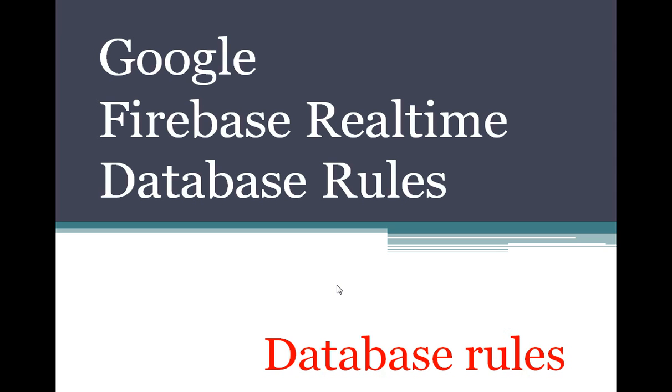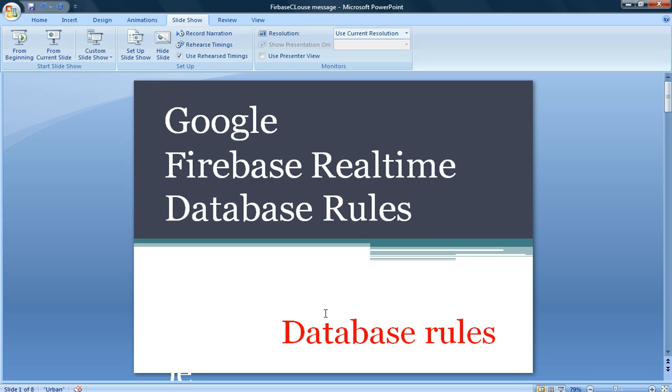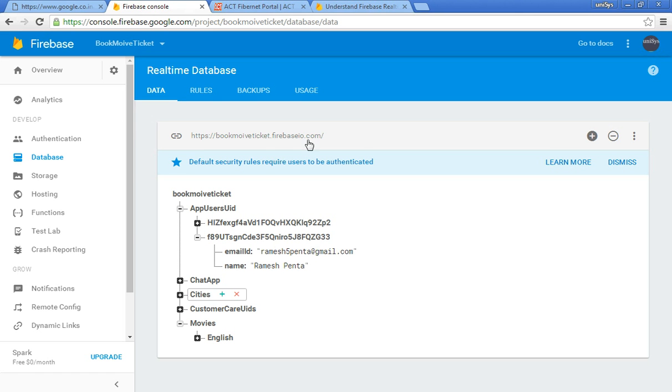Today's topic is Google Firebase Realtime Database: how to enforce database rules on the database. Here is the structure of the book movie ticket database, and at each level we can enforce the database rules. So let's see how to give rules at each location.